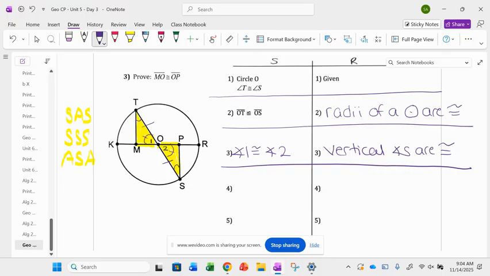Now, do I have enough information to say the triangles are congruent? We do. So I'm going to say triangle TMO is congruent to triangle SPO. And which method are they congruent by? Noah? ASA.